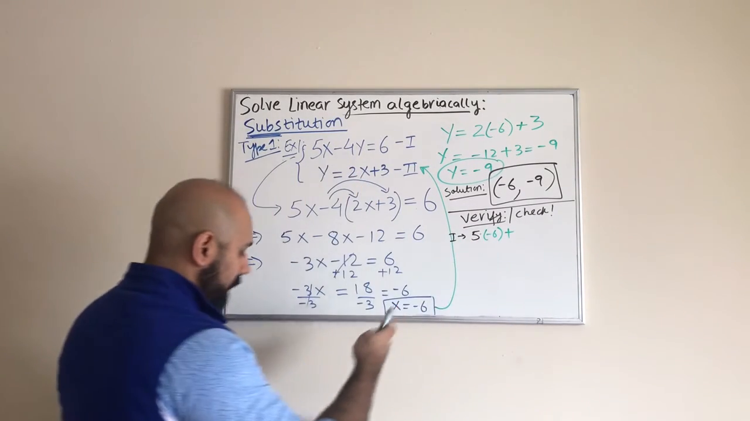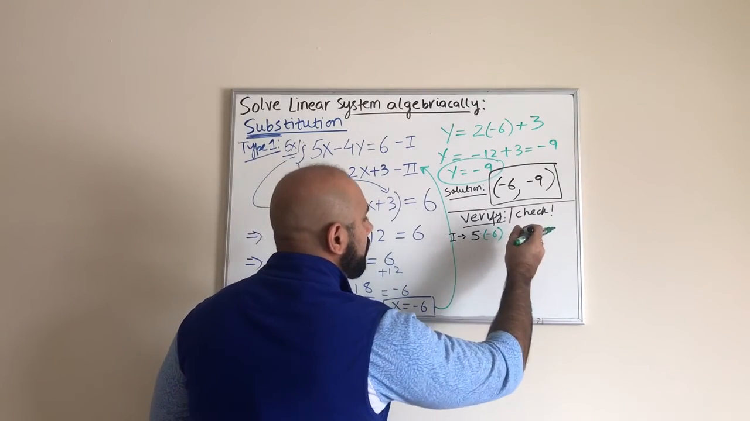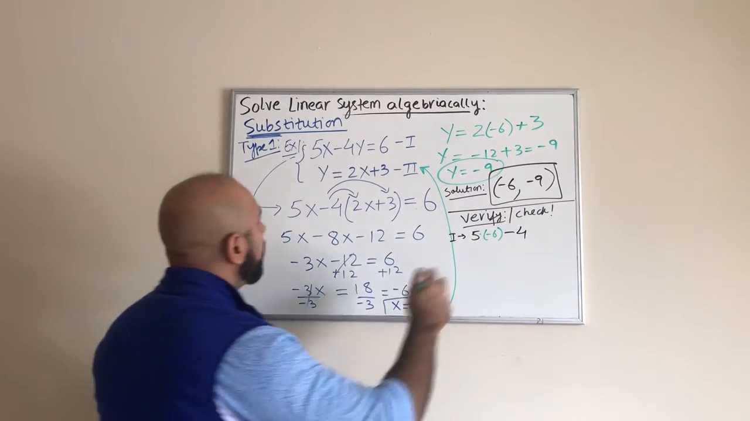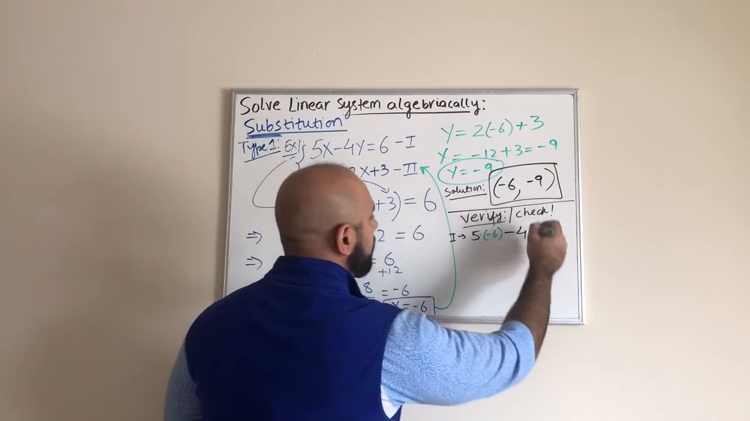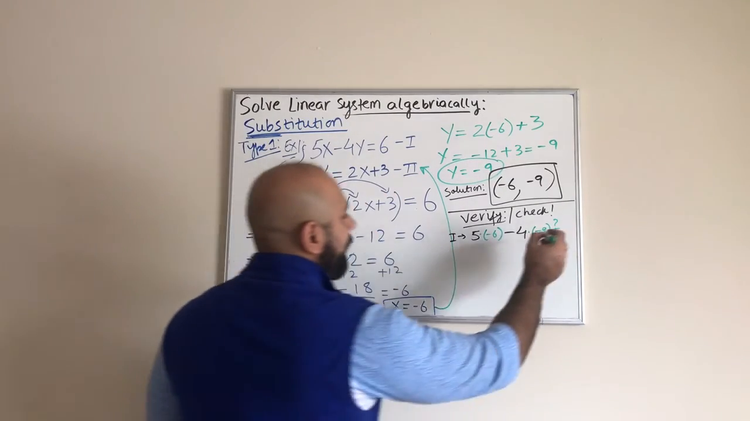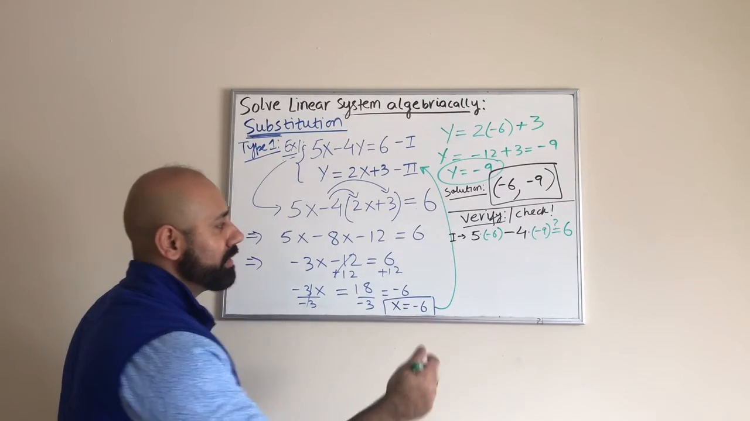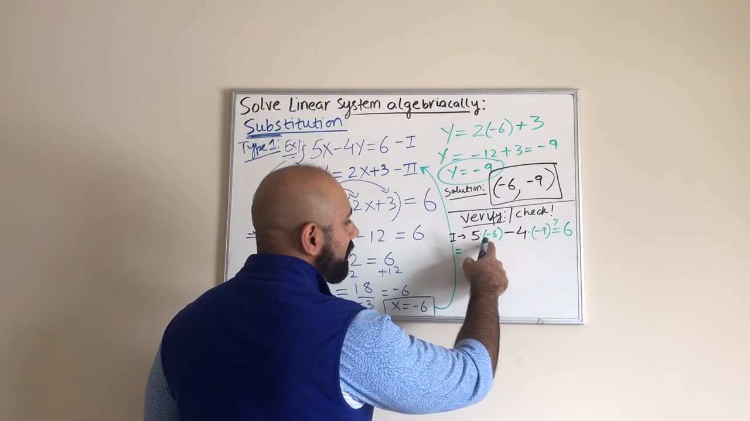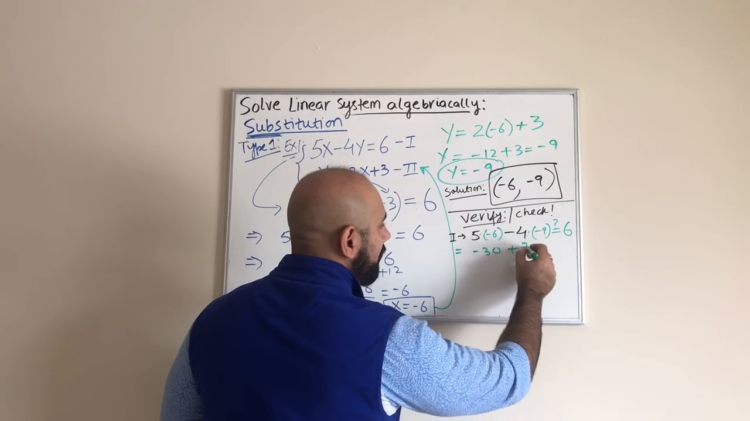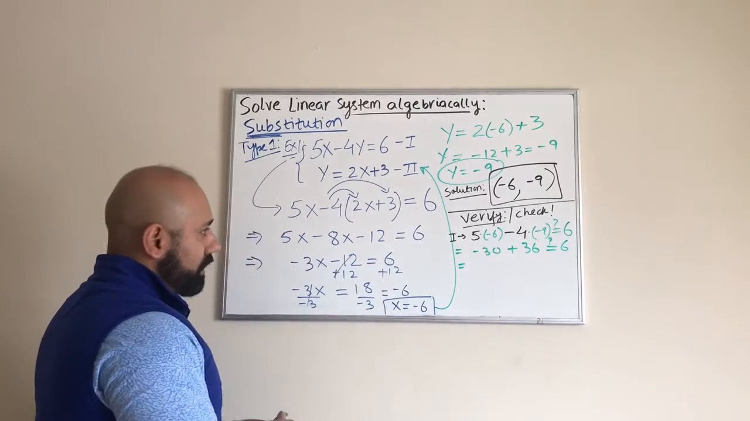Oh sorry, it's not a plus, there's a minus here. So there's minus 4 times y, which is negative 9. And then I'm going to put a question mark because we are checking, is it equal to 6? So we are basically verifying whether the left hand side equals the right hand side. Let's go ahead and simplify this. 5 times negative 6 is negative 30, and negative 4 times negative 9 is 36, and still verifying whether that equals 6. Let us go ahead and simplify this.